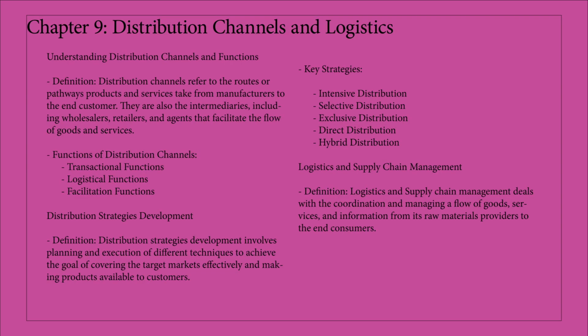Chapter 9. Distribution Channels and Logistics. Distribution Channels and Functions. The distribution channels are routes through which products and services pass from the manufacturer to the final customer. At times, these channels will incorporate intermediaries between the producers and the customers that execute portion tasks required to move goods. These will include wholesalers, retailers, or agents.